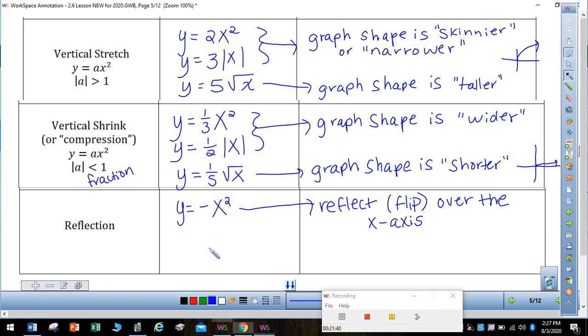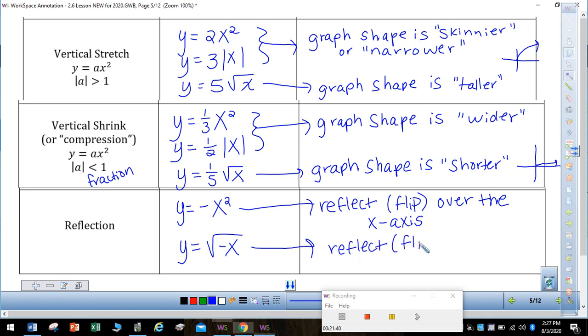So let's put in our chart here that if our negative is inside of our function, we'll use our square root x as an example, it's going to reflect, which is another word for flip, over the y-axis. So that is a summary of our transformations. In the next part of this lesson, in the next video, we're going to apply these transformations and see how we can actually put them to use making new graphs.